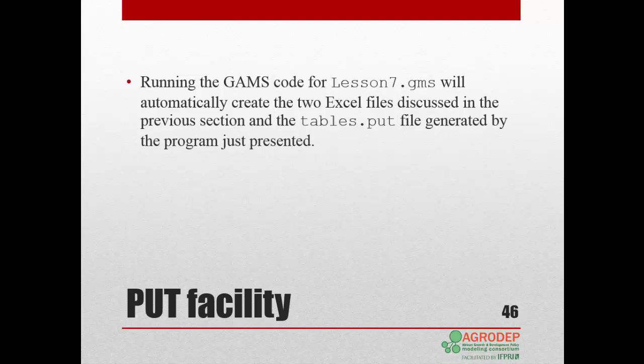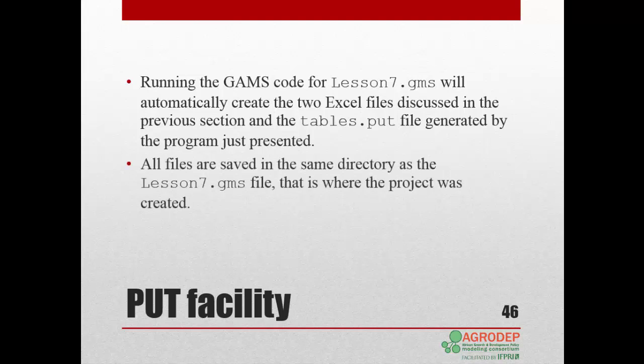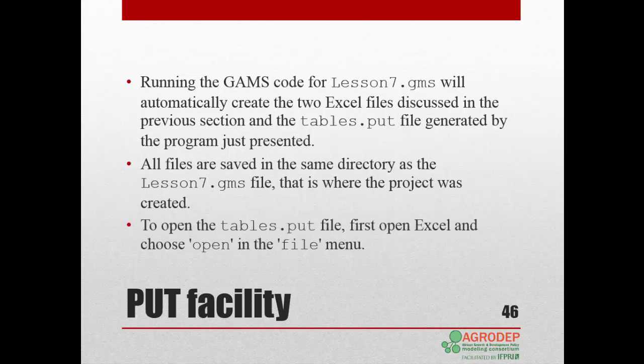Now, run the GAMS program, lesson7.gams. It will automatically generate the 2 Excel files discussed in the section on export data to Excel and the put file discussed in the put facilities section. All files must be saved in the same directory as the Lesson 7 GAMS file and your project file. You can open the tables.put file in Excel by following some simple steps. First, open Excel and choose Open in the File menu.